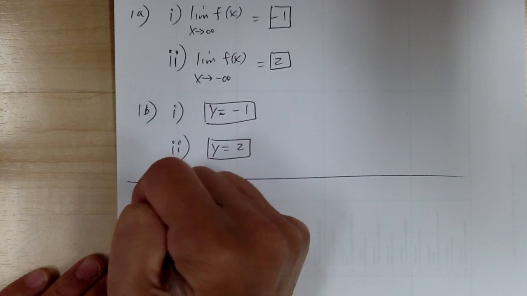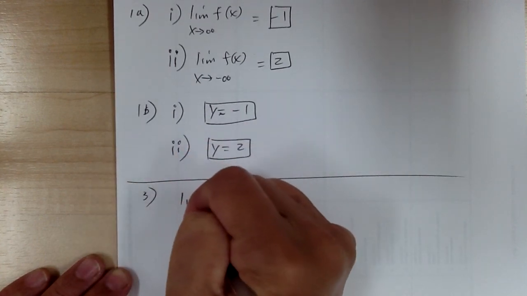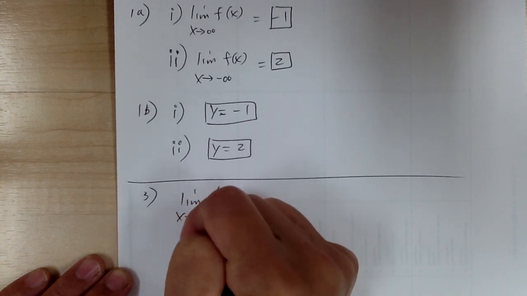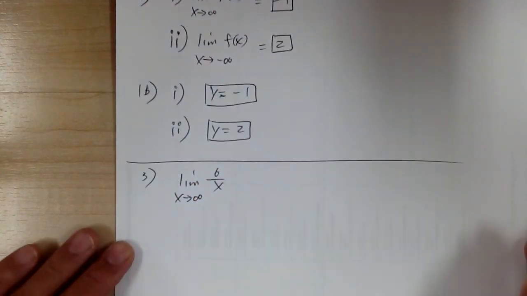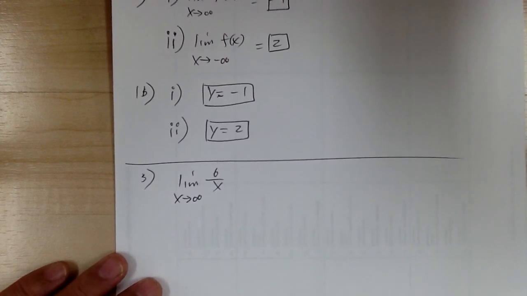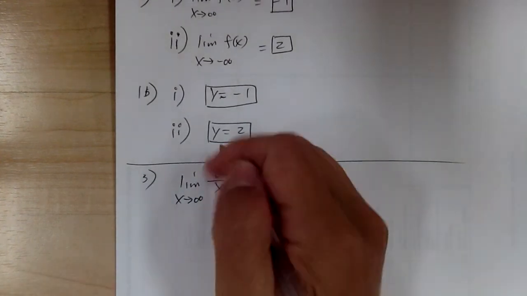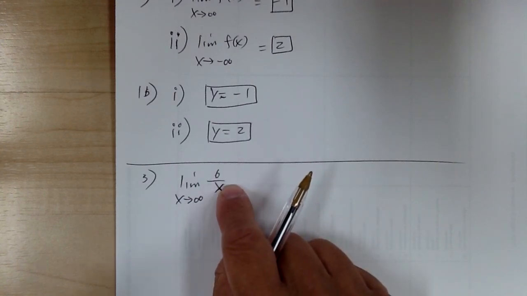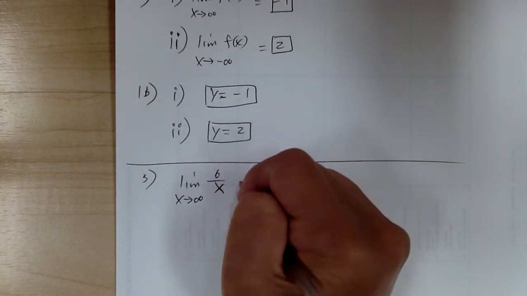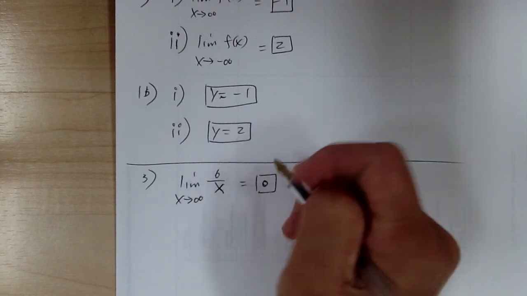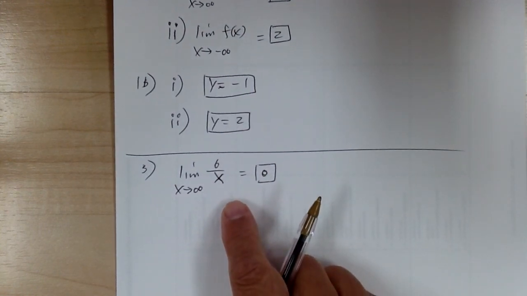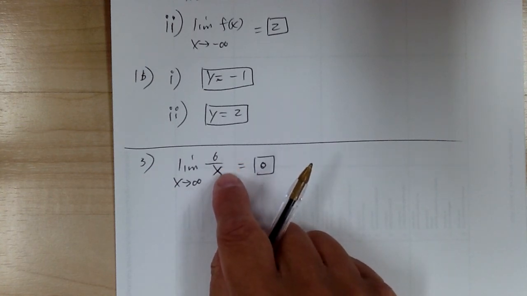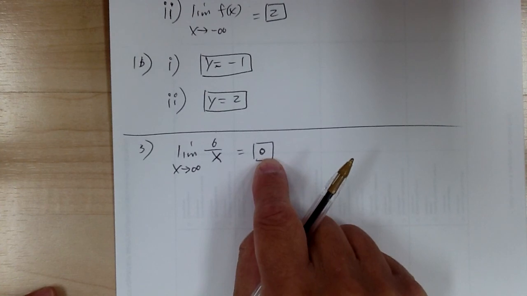Now let's go to number 3. You're looking for the limit of 6 over x as x approaches infinity. You can just apply what you learned from the horizontal asymptote. When x becomes infinity, you're going to have 6 over infinity, so this will give you 0. Again, if you remember from your horizontal asymptote, when the exponent of the variable on the bottom is bigger, you're going to get y equal to 0.